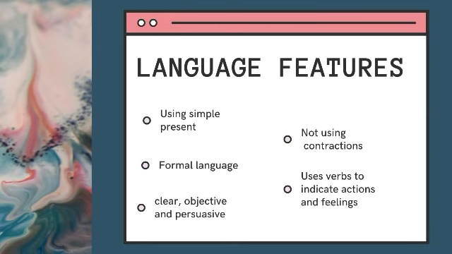Next one, you cannot use contractions. What is contractions, miss? Well, contraction is when you combine two words. For example, we will. You combine it into we'll. You cannot use that. You need to write we will, not we'll. The last one, you need to use verbs to indicate actions and feeling.